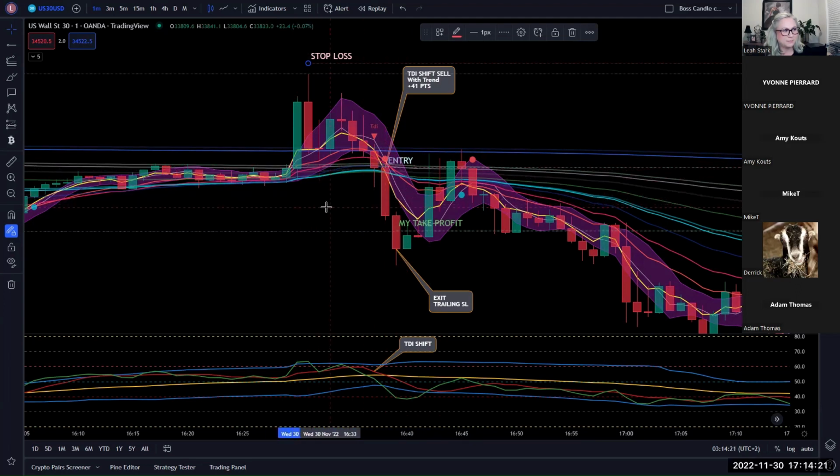Again, one of my entries is a TDI shift. So you're following your trading plan. Yeah. And just think how much I would have made if I would have just followed that rule until it shifted back up.